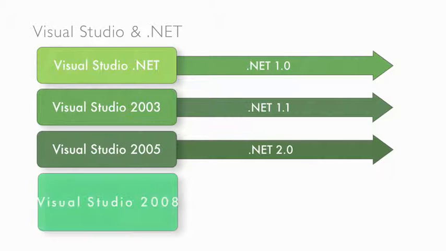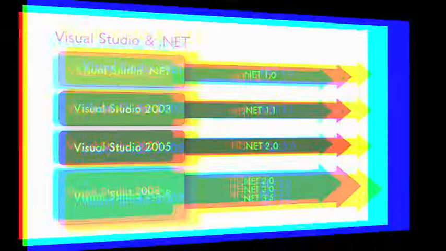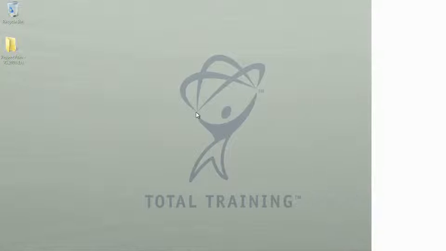Now, with Visual Studio 2008, this is no longer the case. You don't have to install the proper edition of Visual Studio to work with a particular edition of the framework. With 2008, you can work with the Framework 2.0, 3.0, and 3.5. This is probably good news for those of you who have already worked with previous versions of Visual Studio. This feature is called multi-targeting. Multi-targeting enables you to use the versions of the .NET Framework all within the same tool. Let's take a look at how we can take advantage of this feature.